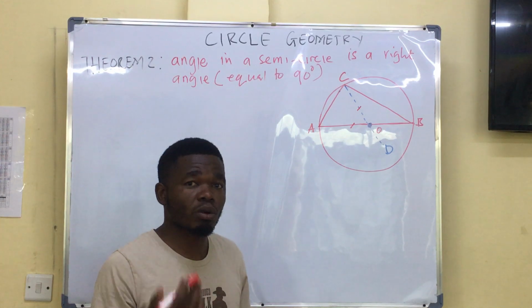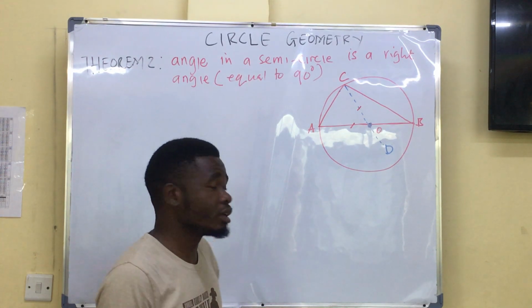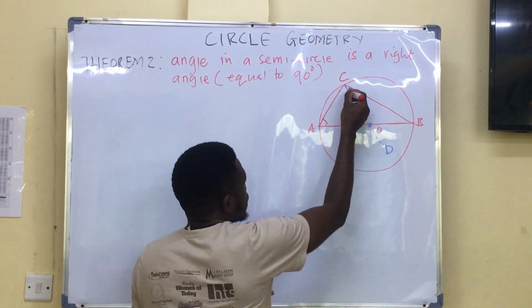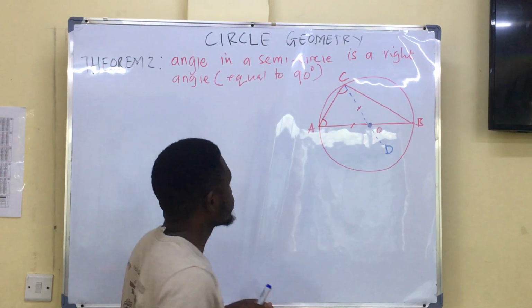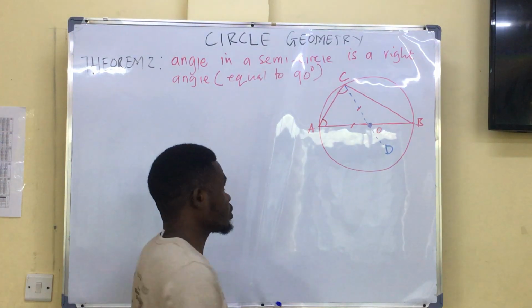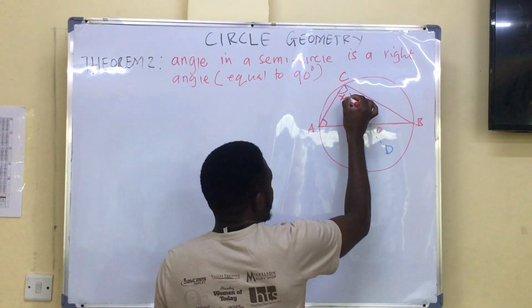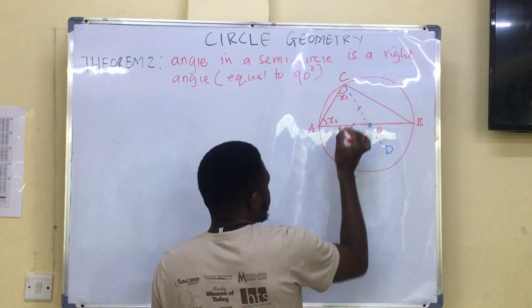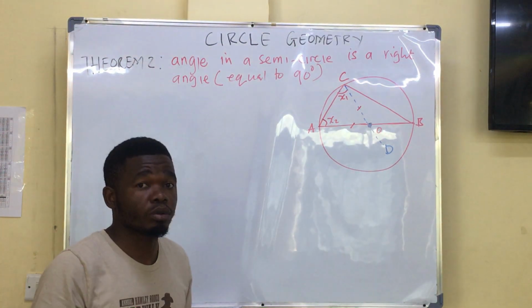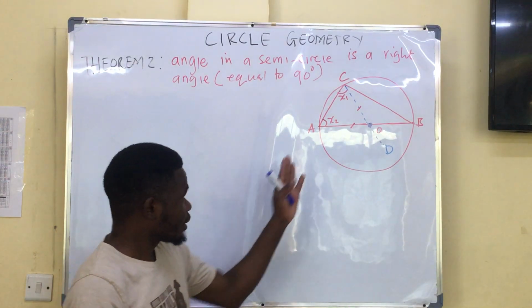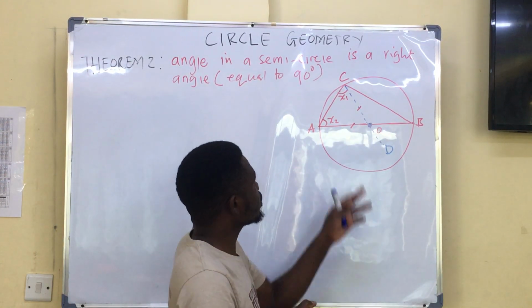Meaning that the base angles of the triangle are equal, right? This angle and this angle are equal, so they have the same value. So let's call this one x1, this one x2. I hope we are together, and we need to be together, right? This side as well, triangle OCB.